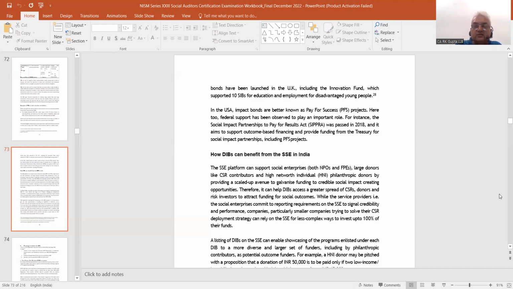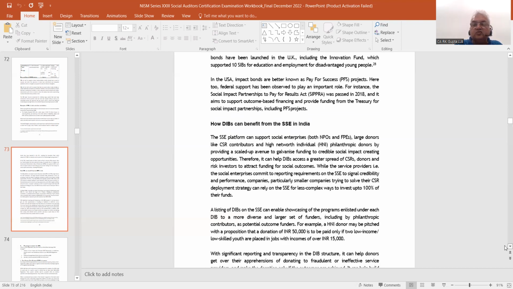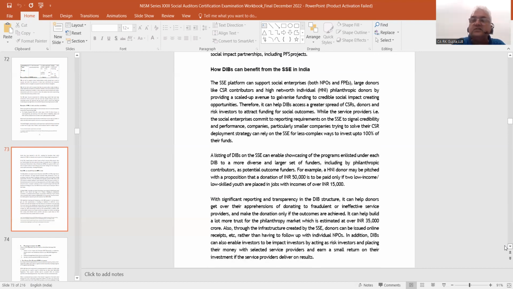A listing of DIBs on the social stock exchange can enable showcasing of the programs listed under each DIB to a more diverse and larger set of funders, because these funders will also be looking at the programs in which they are investing. So if there is a listing of development impact bonds on the social stock exchange, they will definitely be showcasing the programs for which they are garnering funds. So it will lead to a more diverse and larger set of donors, including philanthropic contributors as potential outcome funders.